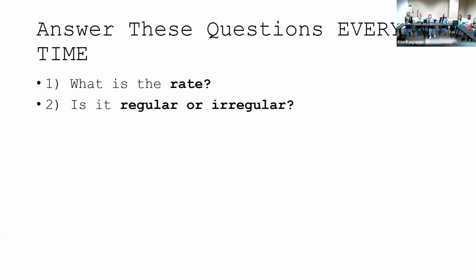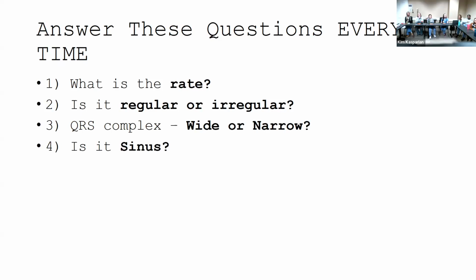Second, is it regular or irregular? Is the QRS complex wide or narrow, so greater than or less than 120 milliseconds, or 3 boxes? And then, is it sinus? Is it sinus is sometimes a very easy question to answer and sometimes a very hard question to answer, but a very important question every time you're reading an EKG.